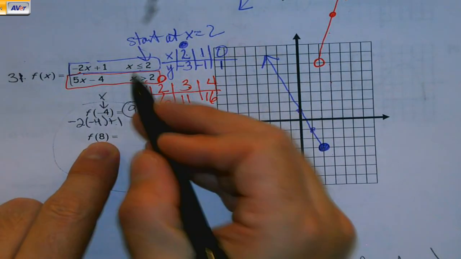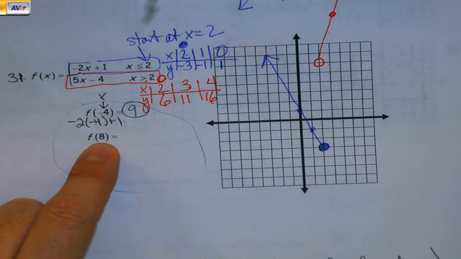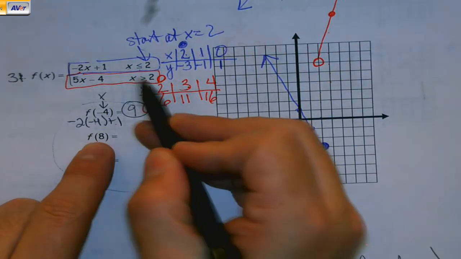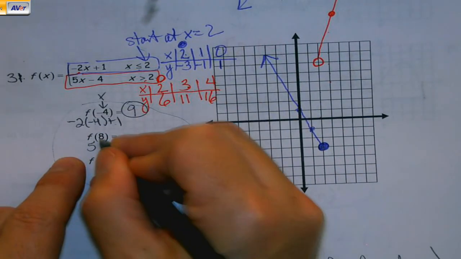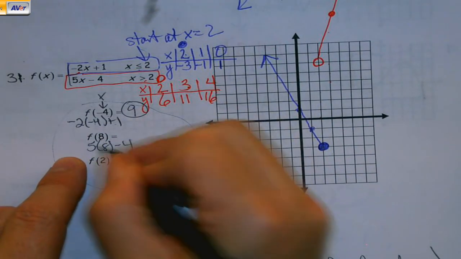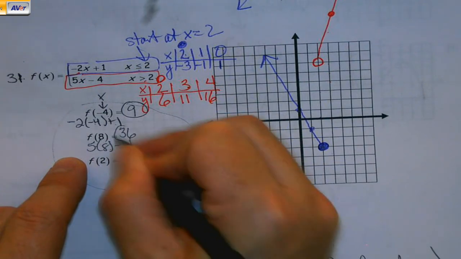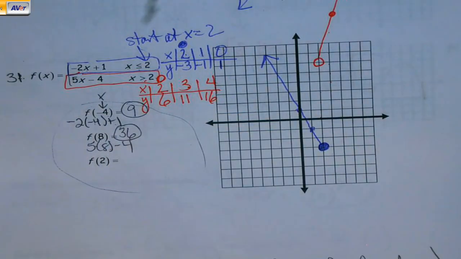For 8, is 8 less than or equal to 2? No. Is 8 greater than 2? Yup. Plug the 8 in. 5 times 8 minus 4. Again, if you're doing things correctly and you're kind of looking it over, don't worry if the numbers are big.